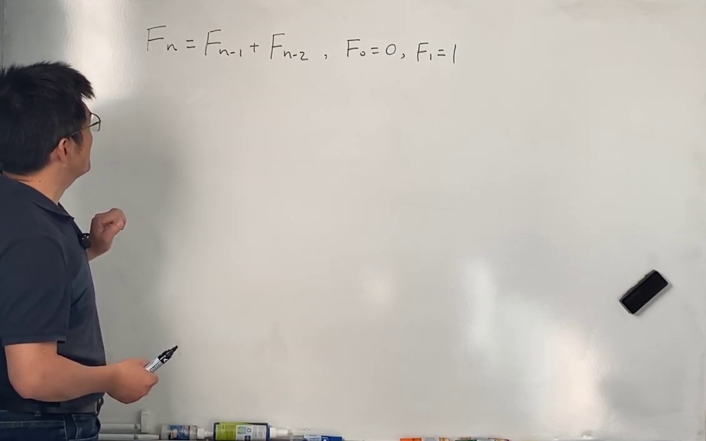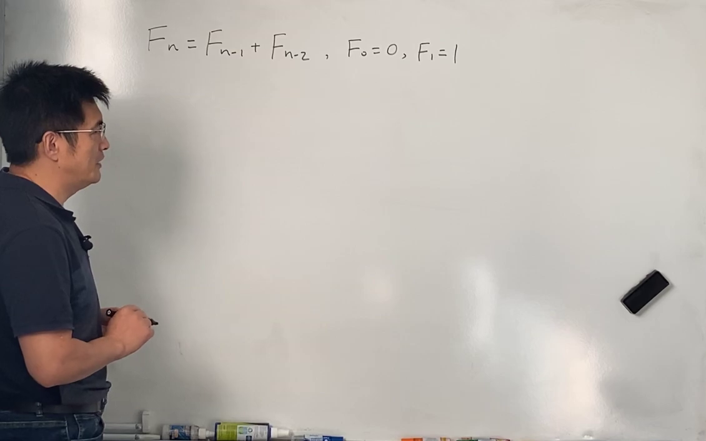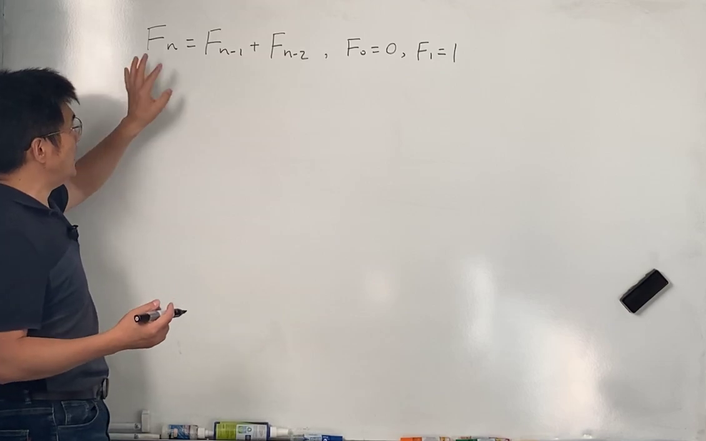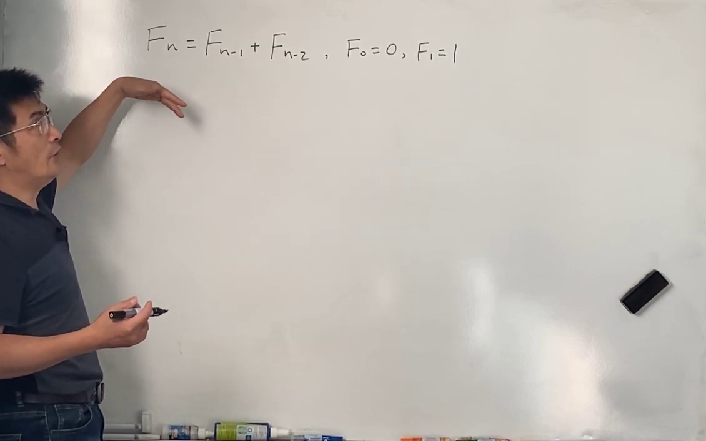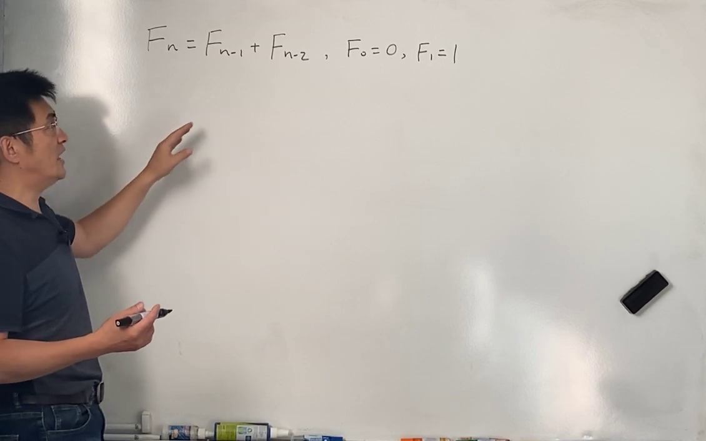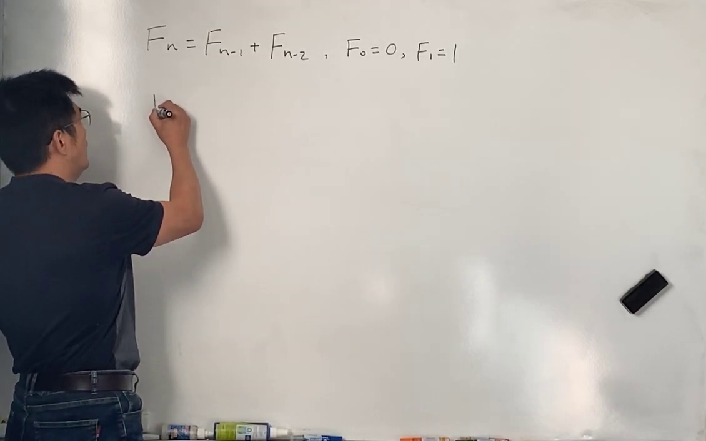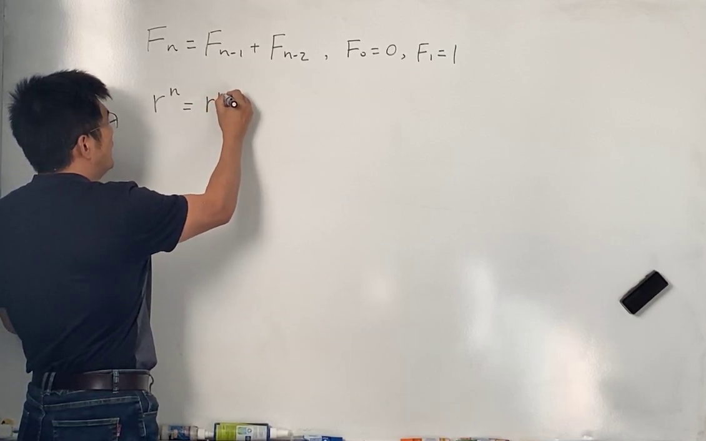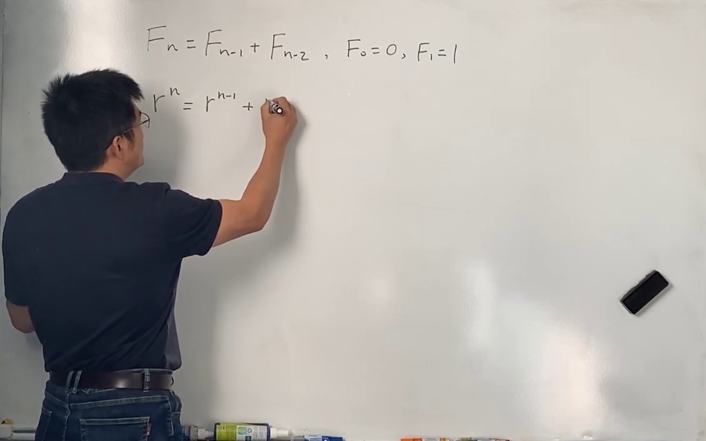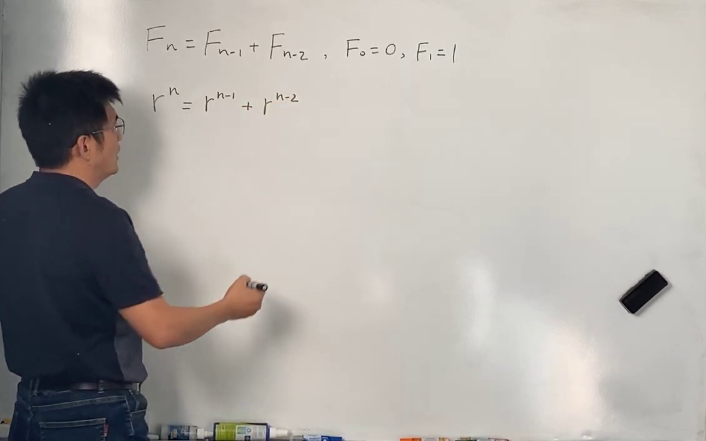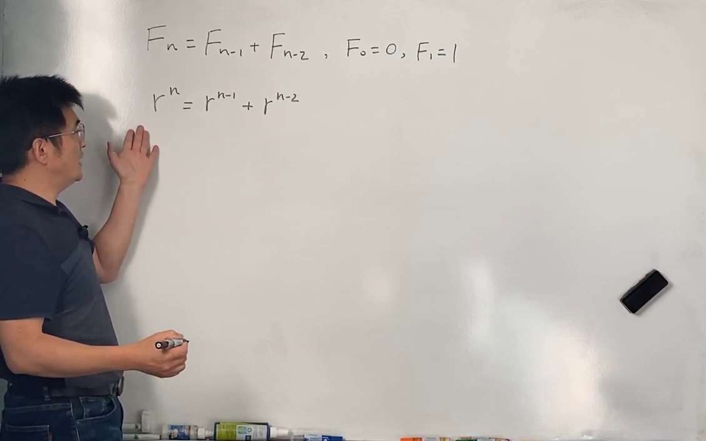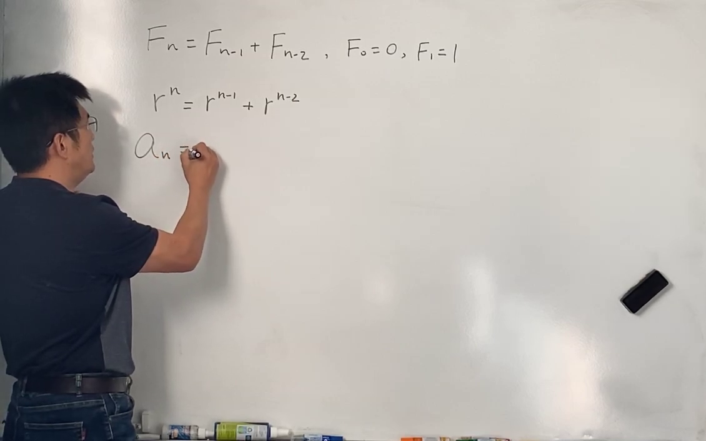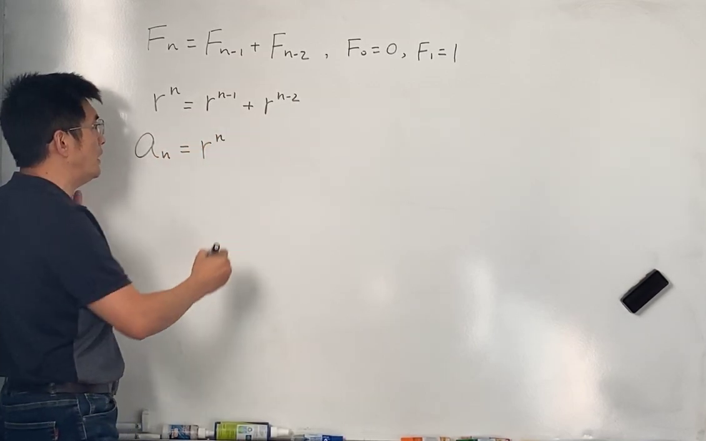Now, this is how it starts. It's a little clueless, but somehow this is how it starts. Right. So if you look at anything like this, if you follow this pattern, you would notice that if I create something like r to the power of n equals r to the power of n minus 1 plus r to the power of n minus 2. This exists? If this is a sequence, so for example, if people say my sequence is a sub n equals r to the power of n.